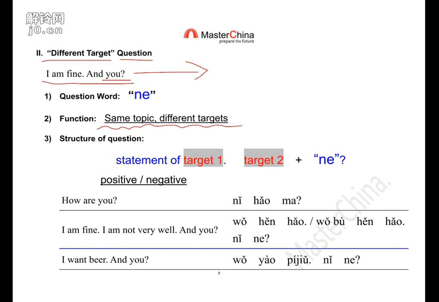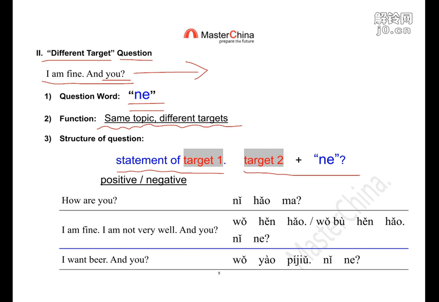The question word is ne. So the structure of the question is: statement of target 1, and the second part is target 2 plus ne. Ne is still at the end. Don't forget it's the question mark. You cannot just ask this question alone. You need some statement first.